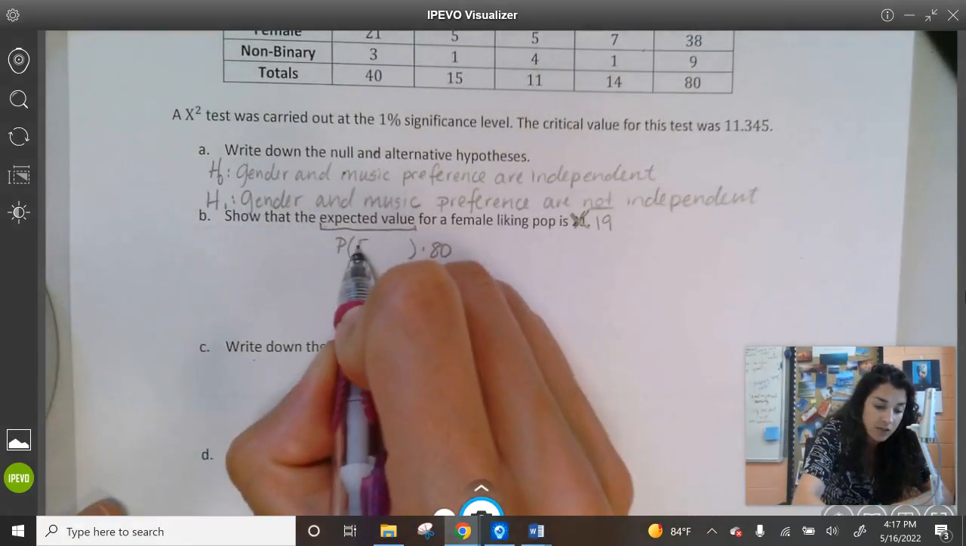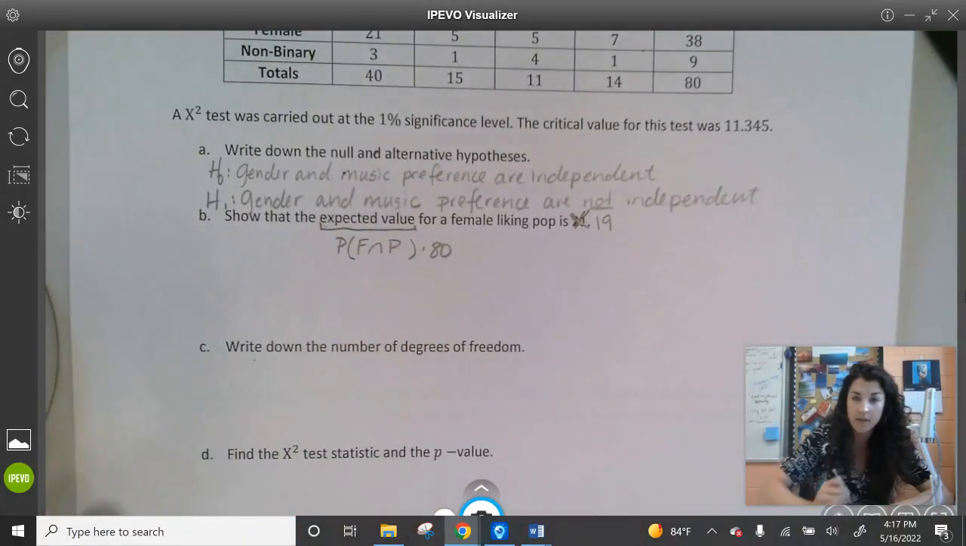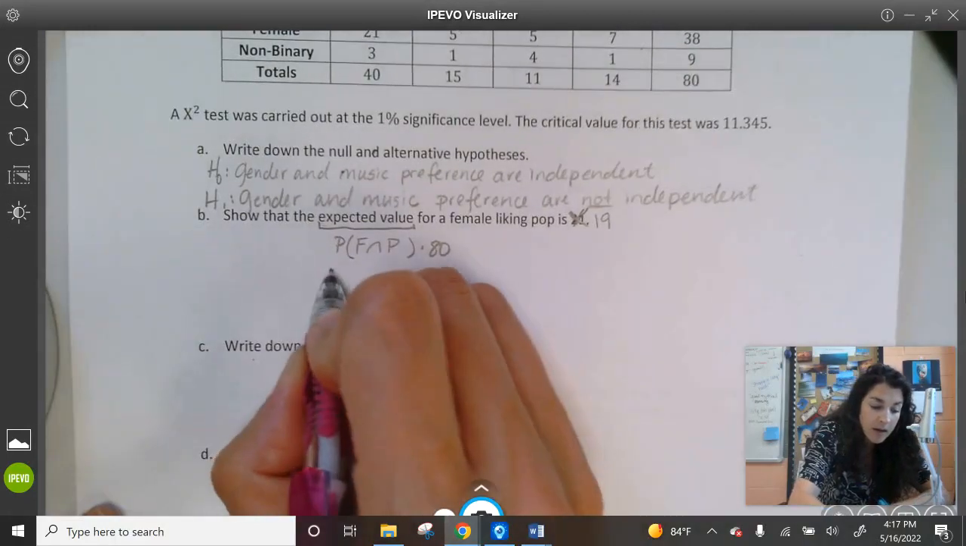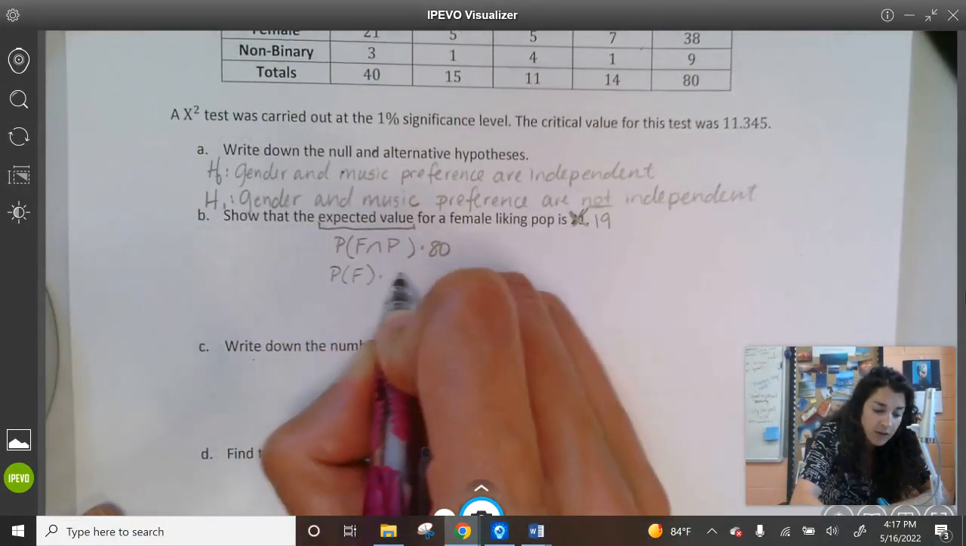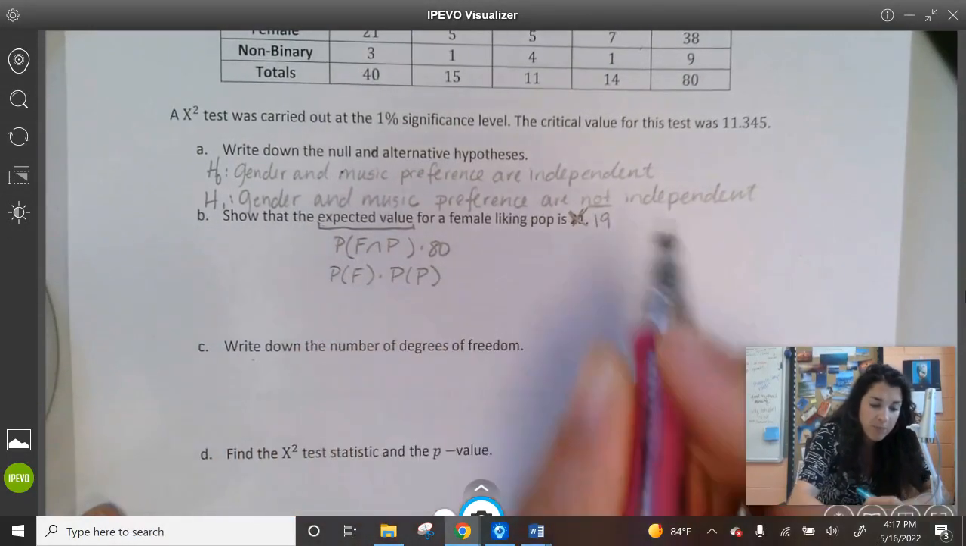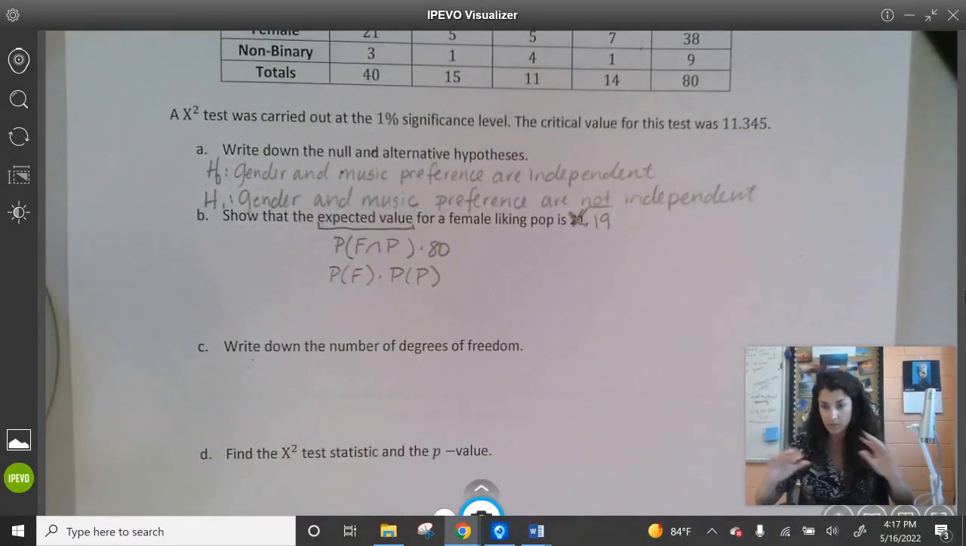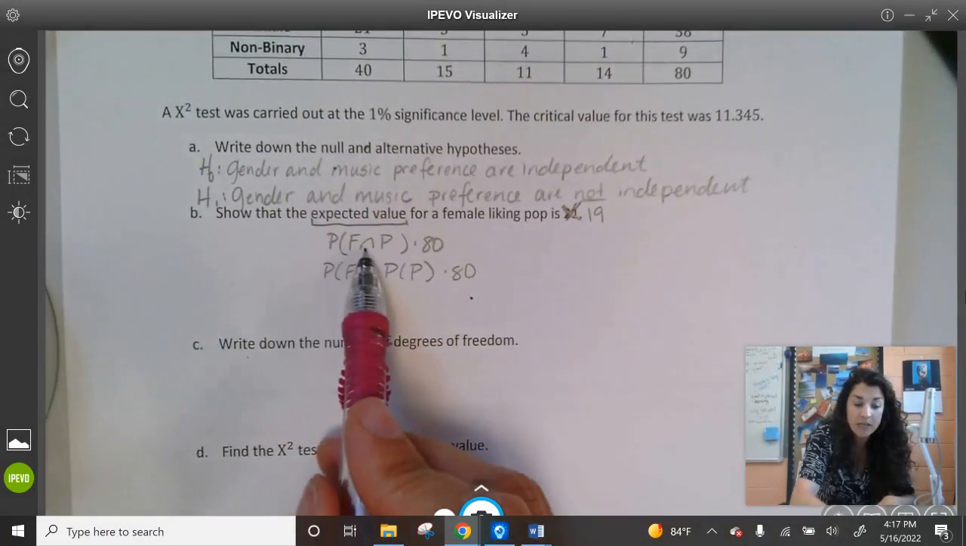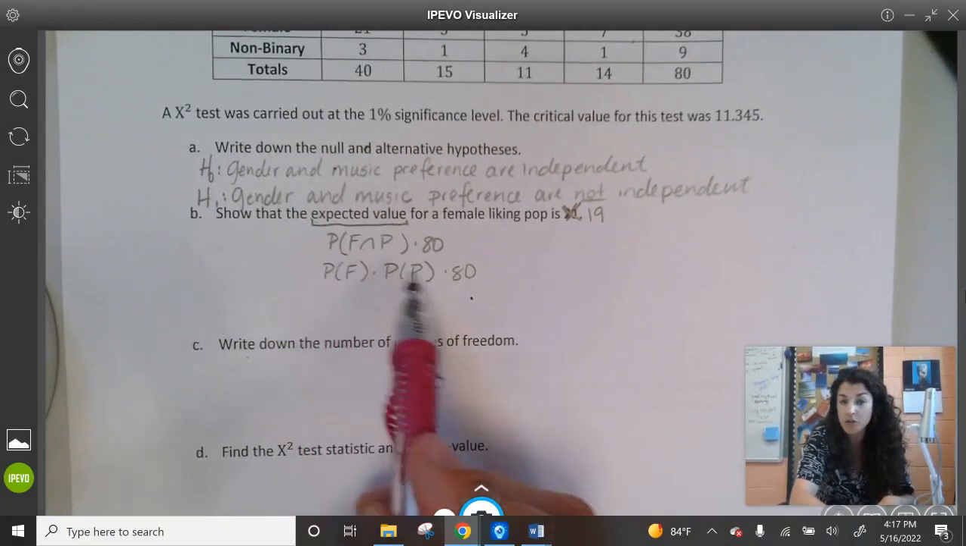The probability that we're looking for is a female and they like pop. So it's an intersection, right? That they're female and they like pop. If we were to break that down, it would be the probability that they are female, the probability that they like pop, and multiply those probabilities together, and then you multiply by the 80.